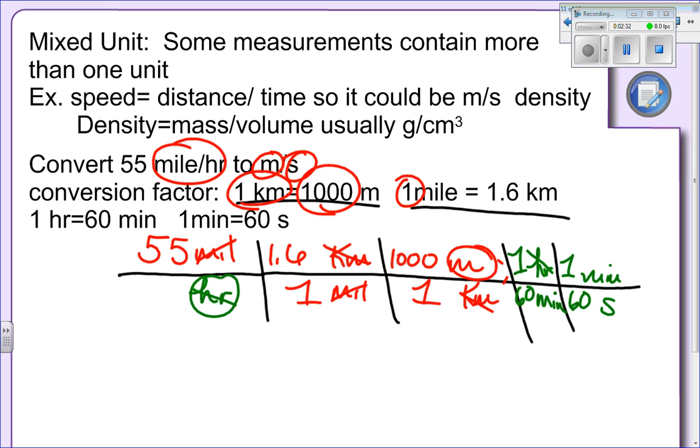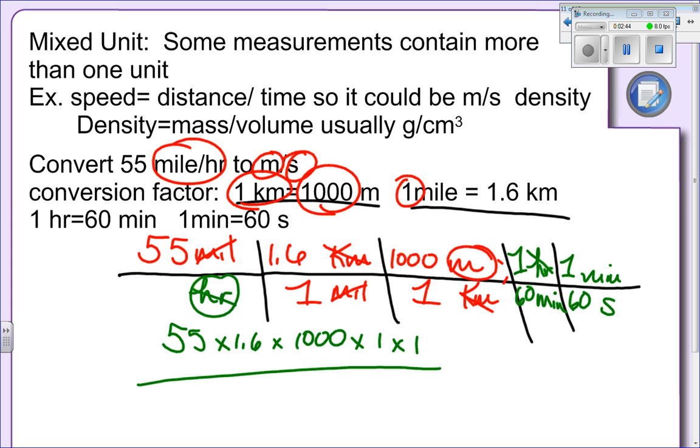Then to just work out the problem, we're going to take 55 times 1.6 times 1,000 times 1 times 1, which you really don't need to do, divided by 1 times 1 times 60 times 60. And then we know that the units that remain are meters per second. So there's a meter on top and a second on the bottom. When we work this all out, believe it comes out to be 24.